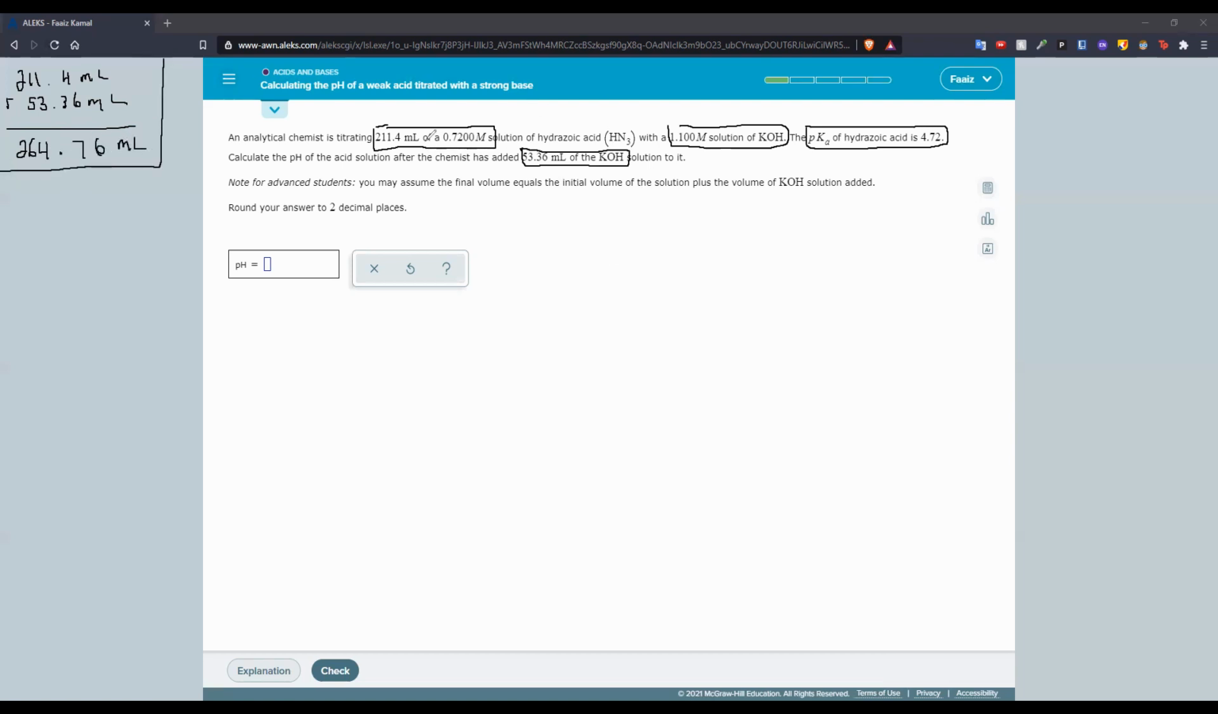So the beginning is still the same process where you have to find moles. I'm just going to abbreviate this as HA, hydrazoic acid, to make it easier. So first you find moles of each, the strong base and the weak acid. For HA, it would be 0.2114 liters. Again, I'm just moving the decimal over 3 places to convert from milliliters to liters.